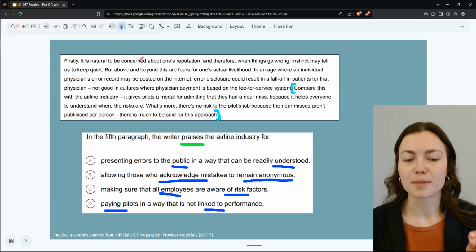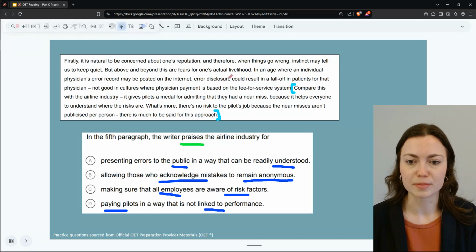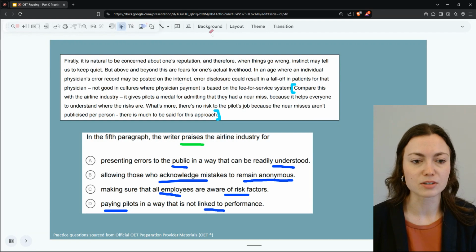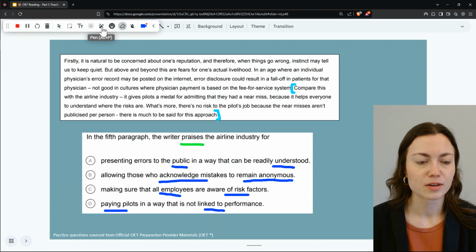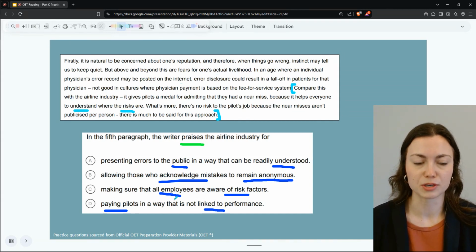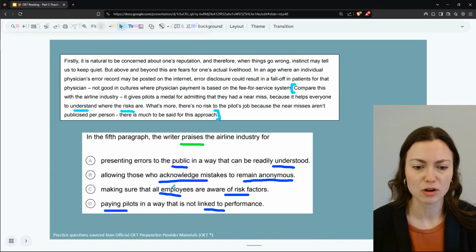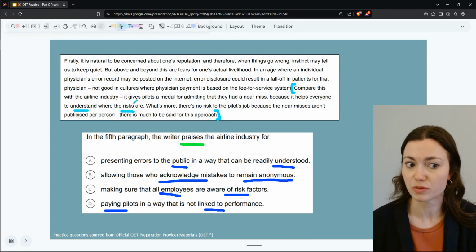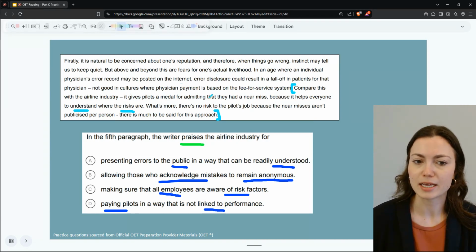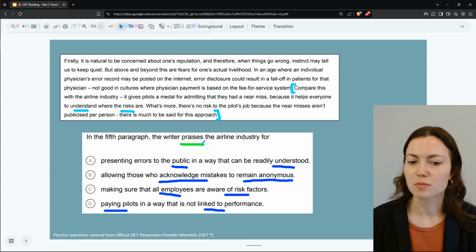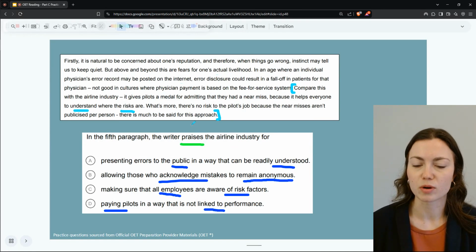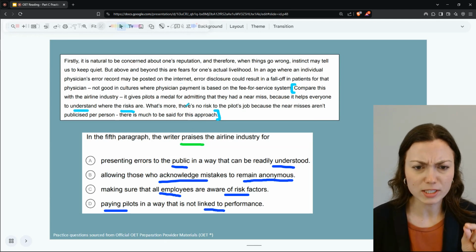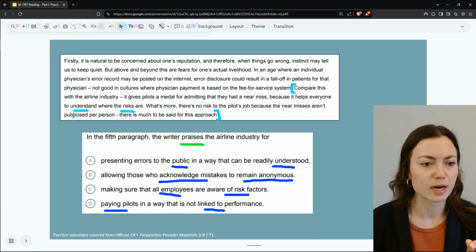So here we go. Compare this with the airline industry. It gives pilots a medal for admitting that they had a near miss because it helps everyone to understand where the risks are. Okay, so a couple of things. We're seeing reflective language here, right? So immediately I'm looking at C, making sure that all employees are aware of risk factors. That seems pretty reflective of that. But again, what is the writer praising the airline industry for? So let's keep reading.